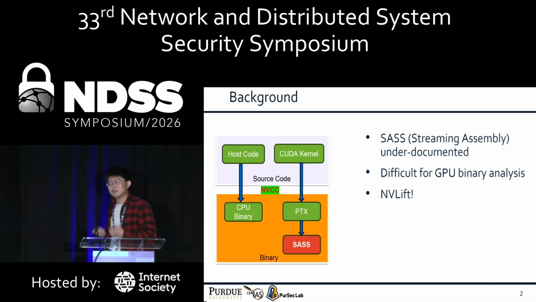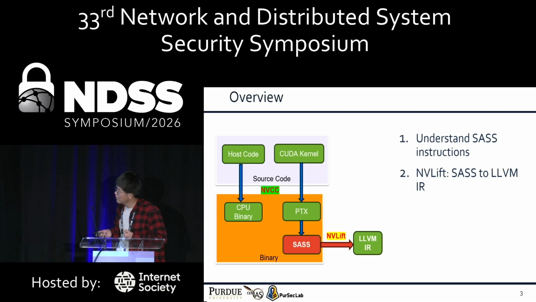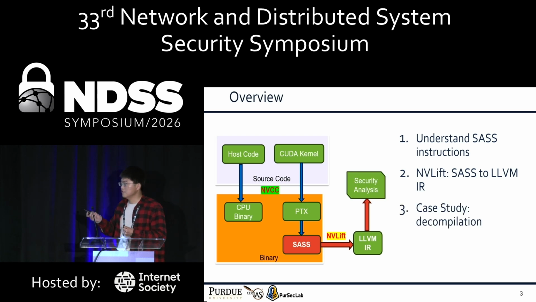We try to bridge this gap a little bit. And so here's the overview. But firstly, we need to understand SASS instructions. Then we can do some analysis. So in the second step, we build a lifter. We try to translate from SASS to LLVM IR, and then we can do some security analysis. And the reason we target LLVM IR is that there are a lot of tools based on LLVM IR, like KLEE for symbolic execution and RetDec for decompilation, stuff like that. Then for security analysis, we use decompilation as a case study.